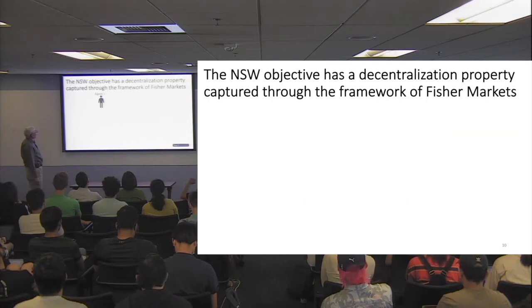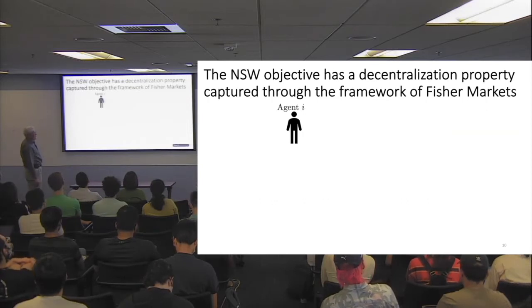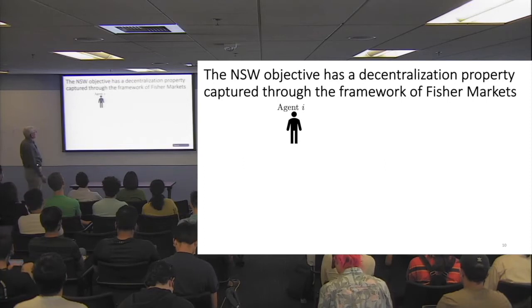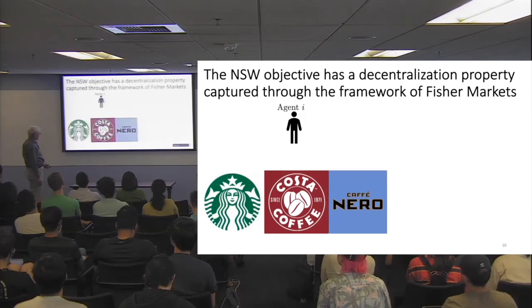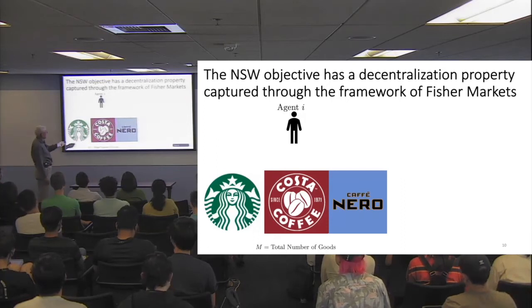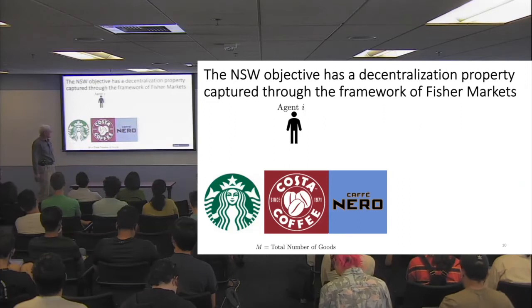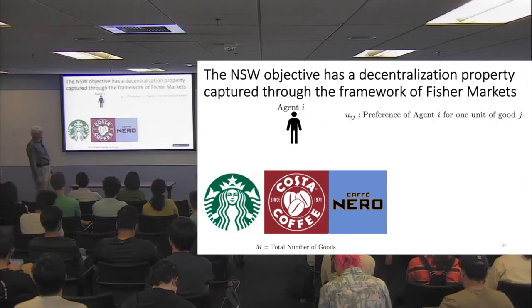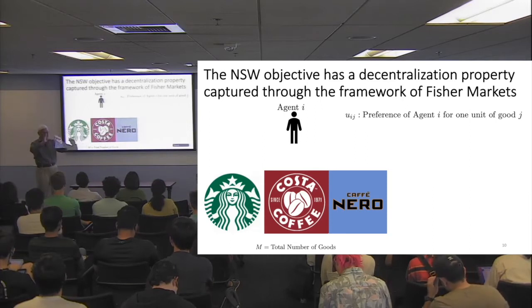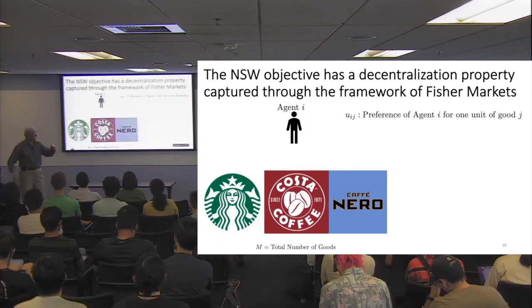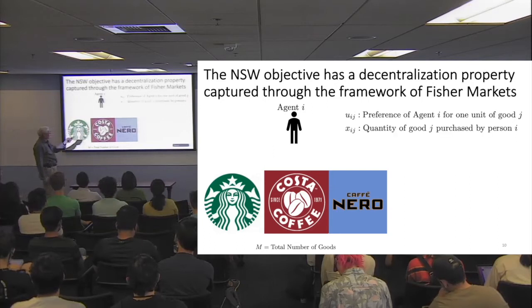So, okay. It also has some kind of decentralization property, through the framework called the Fisher market. For example, you want to allocate resources to all different agents. There are a number of different goods, and you allocate them. Then you have u_ij. From now on, I assume that each agent has a linear utility on different goods: u_ij is agent i's utility for one unit of good j. Suppose x_ij is the allocation variable, the quantity of good j allocated to person i.